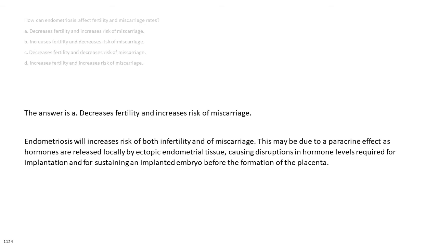The answer is A. Decreases fertility and increases risk of miscarriage. Endometriosis will increase risk of both infertility and of miscarriage. This may be due to a paracrine effect as hormones are released locally by ectopic endometrial tissue, causing disruptions in hormone levels required for implantation and for sustaining an implanted embryo before the formation of the placenta.